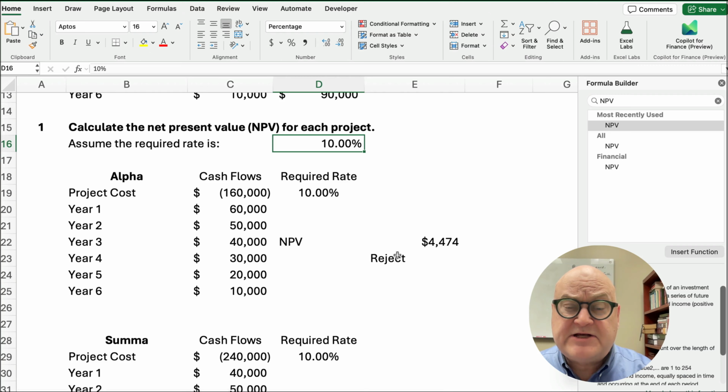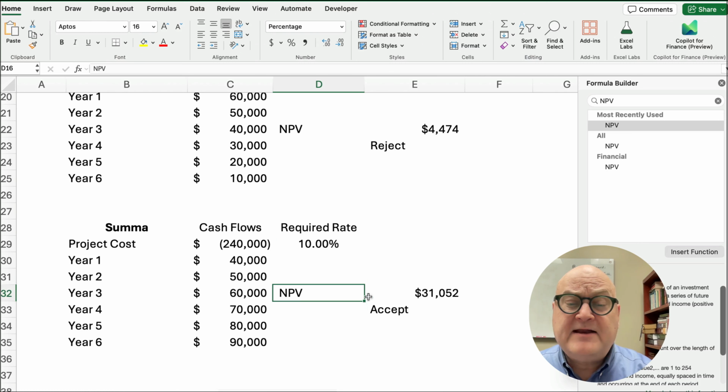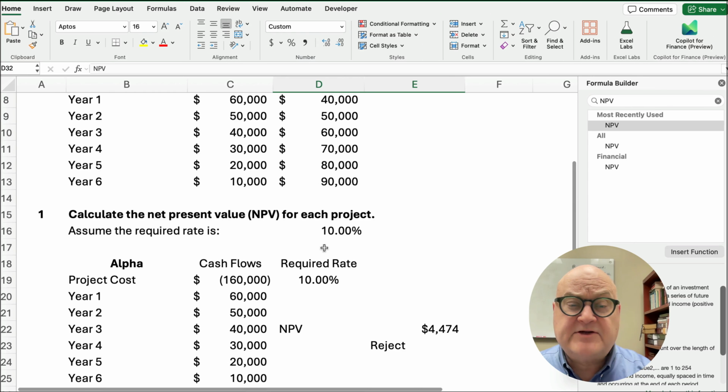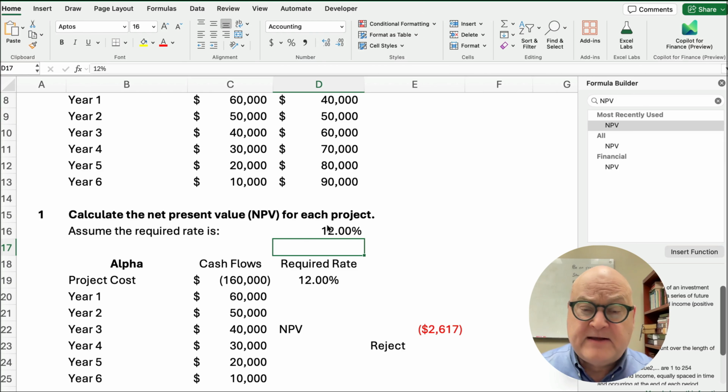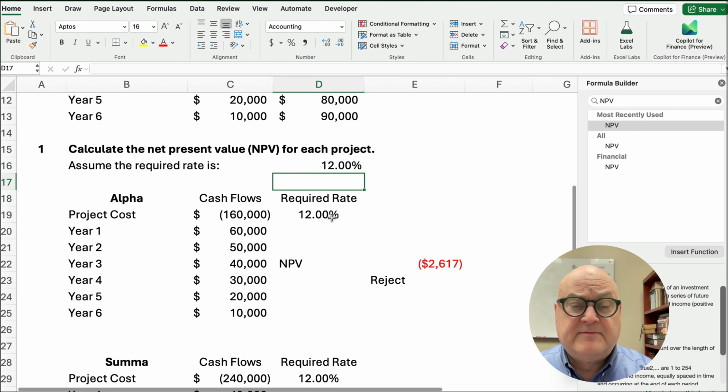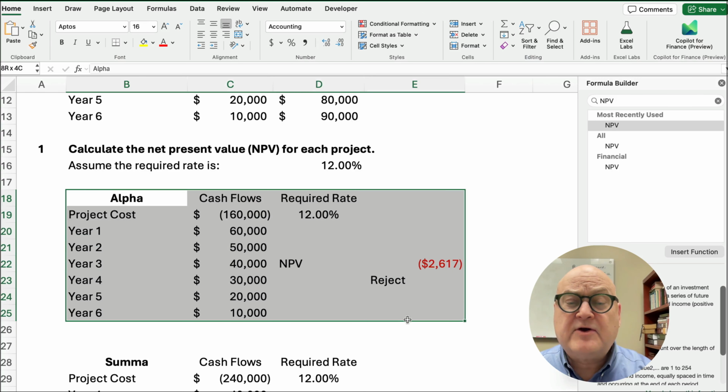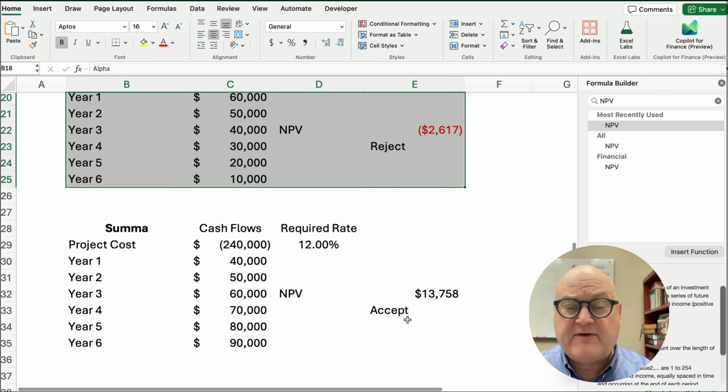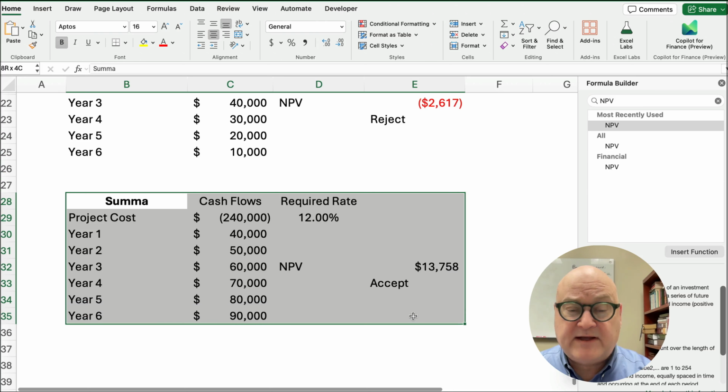We would change that rejection to acceptance, and net present value gets to be larger at a lower discount rate. Let's change it back to the 12%. So we would reject because we're not getting 12% return. We have a negative net present value, we would reject. We have a positive net present value, we'd accept.